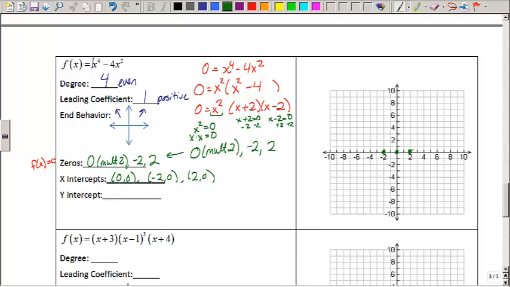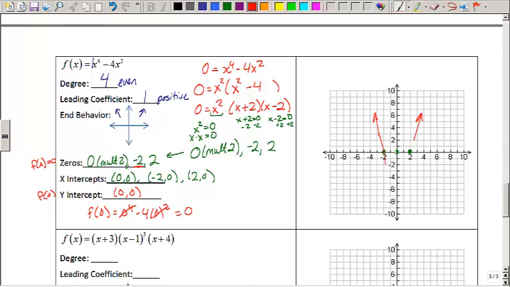And my y-intercept is going to be found by finding f of 0. And f of 0 is 0 to the fourth minus 4 times 0 squared, which is just 0. Which makes sense because 0, 0 was an x-intercept, so it must then also be the only y-intercept. My end behavior tells me that my graph is going to be going up towards infinity on both the left and the right-hand side. I know that at negative 2, my 0 has multiplicity of 1, which means I go straight through.